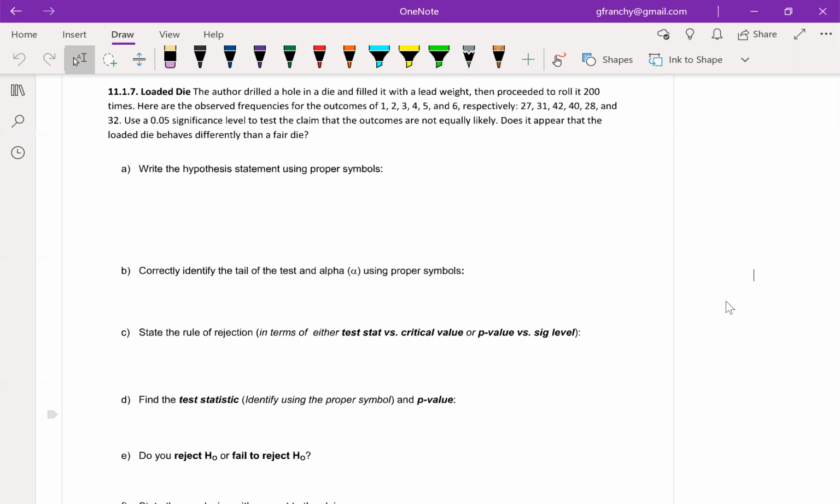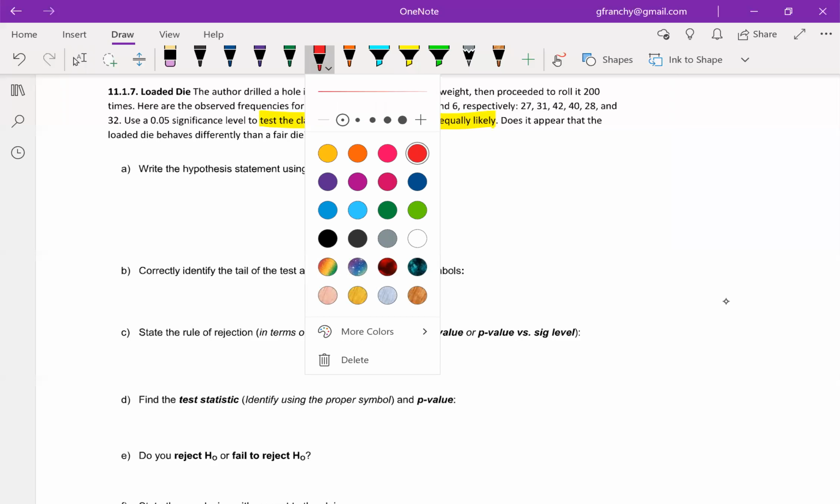Use a 0.05 significance level to test the claim that the outcomes are not equally likely. Does it appear that the loaded die behaves differently than a fair die? So that's our interpretation question that we'll answer after we've done everything else. And our claim here, test the claim that the outcomes are not equally likely.